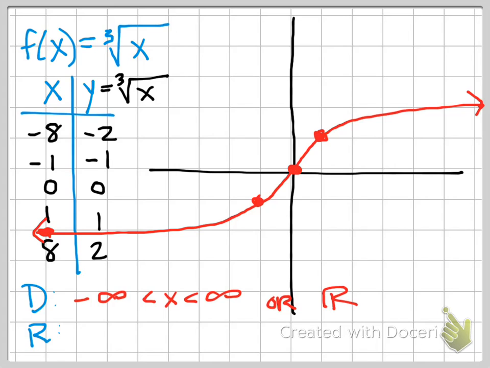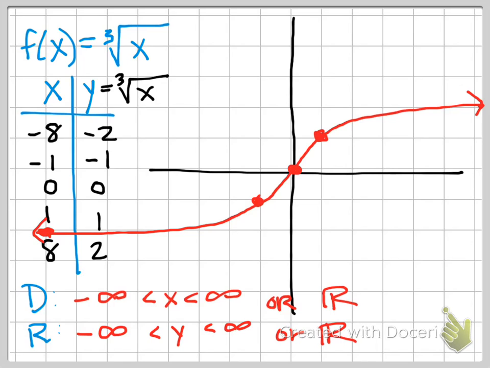One of the differences between cube root and square root is that with cube root, any x value can be put into the cube root. Similarly, my range would be negative infinity less than y less than infinity, or all real numbers. I would accept either, because my y values are also going to keep growing in either direction. So this is the parent function, or the standard one for the cube root.